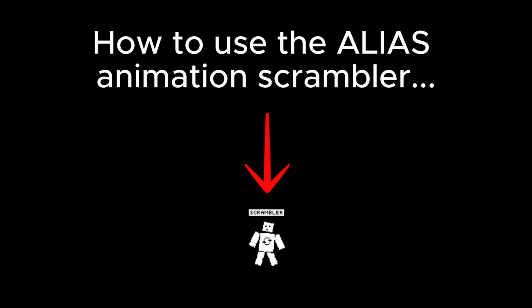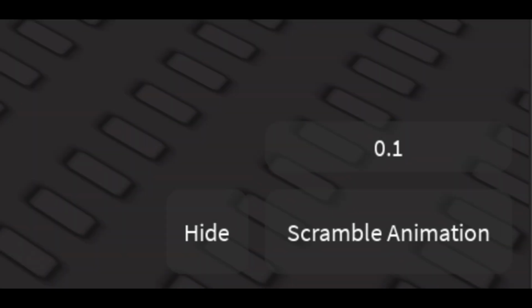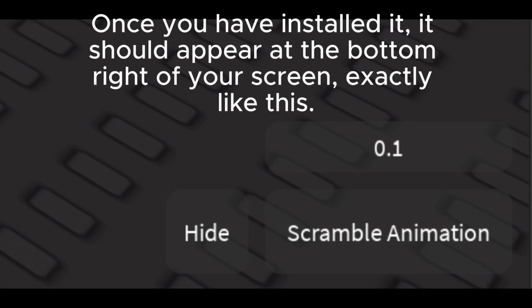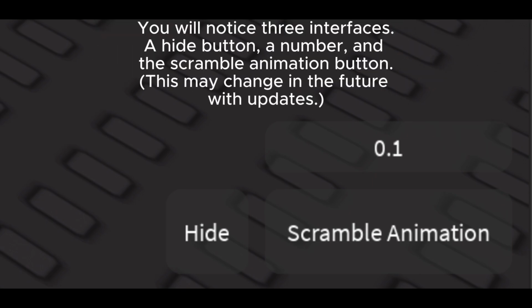How to use the ALIAS animation scrambler. Once you have installed it, it should appear at the bottom right of your screen, exactly like this. You will notice three interfaces: a hide button, a number, and the scramble animation button. This may change in the future with updates.